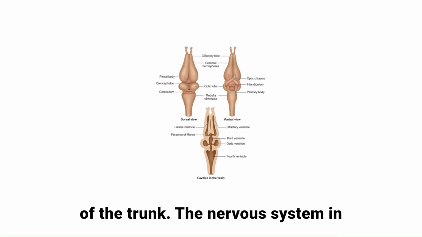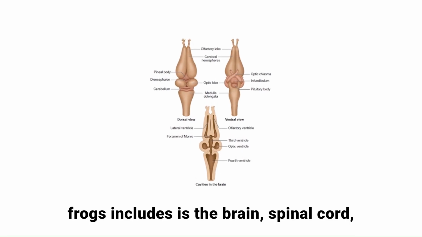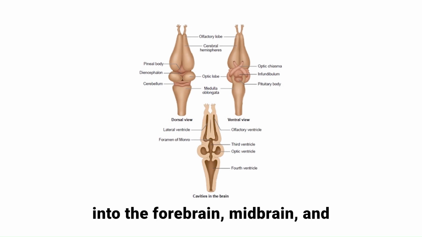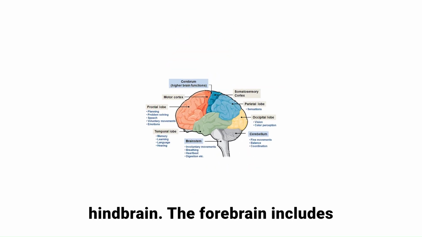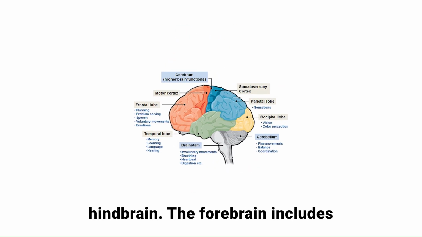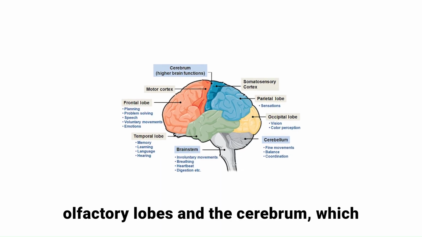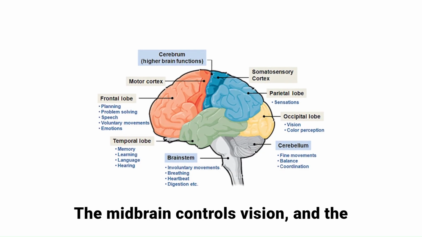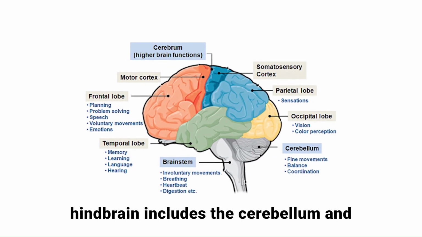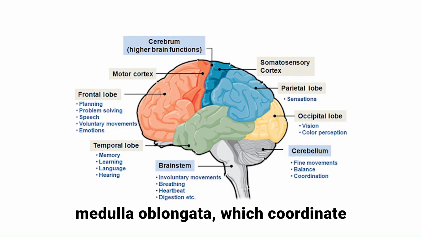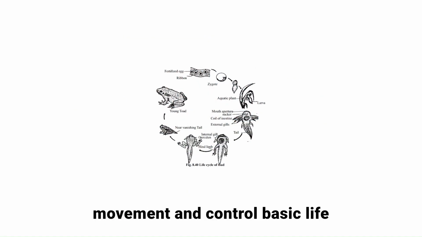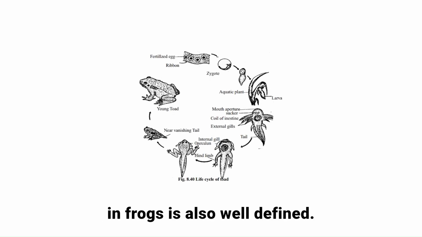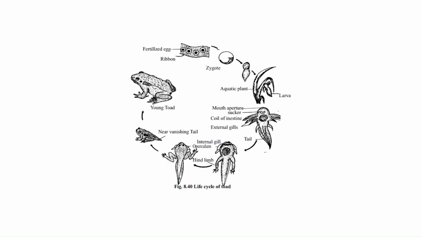The nervous system in frogs includes the brain, spinal cord, and nerves. The brain is divided into the forebrain, midbrain, and hindbrain. The forebrain includes olfactory lobes and the cerebrum, which controls smell and voluntary actions. The midbrain controls vision, and the hindbrain includes the cerebellum and medulla oblongata, which coordinate movement and control basic life functions. The reproductive system in frogs is also well defined.